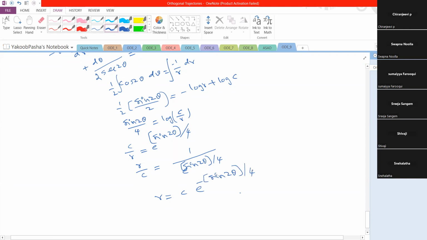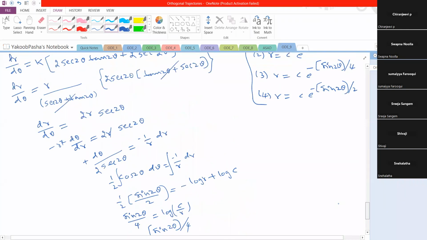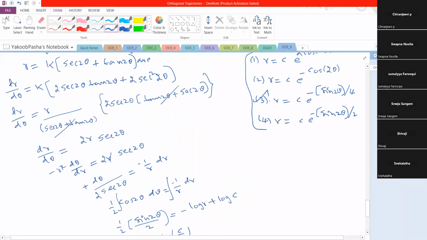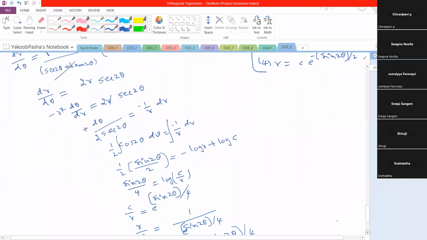Okay. This is the required orthogonal trajectory. That is the third option is the right option. Okay. Now, these are the problems related to orthogonal trajectories.